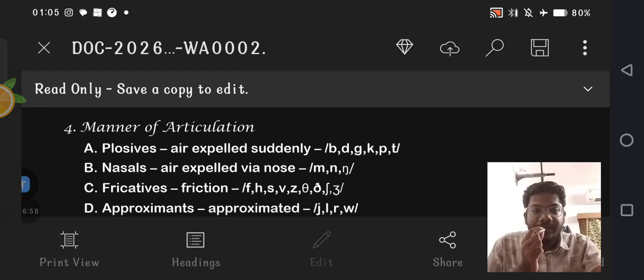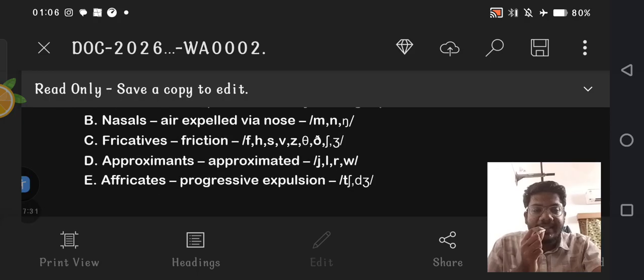Then fricatives. Fricatives are produced when the air is expelled via mouth with the friction of the intensity of sound. F, h, s, v, z, th, sh, zh. So you find there is a slight intensity when producing these consonant sounds.